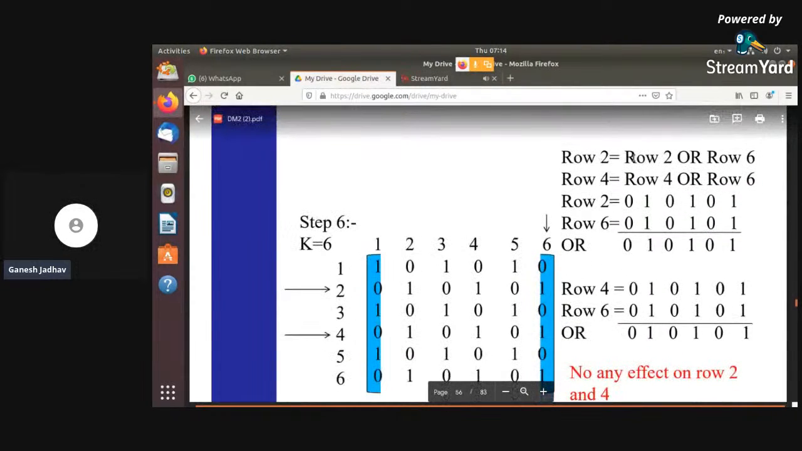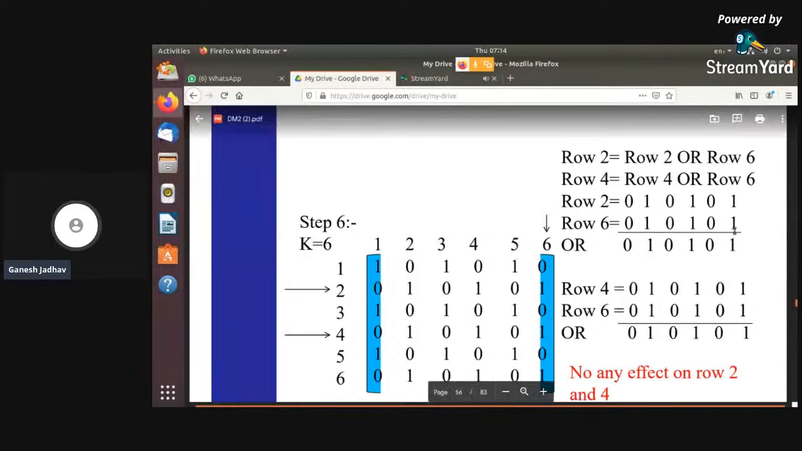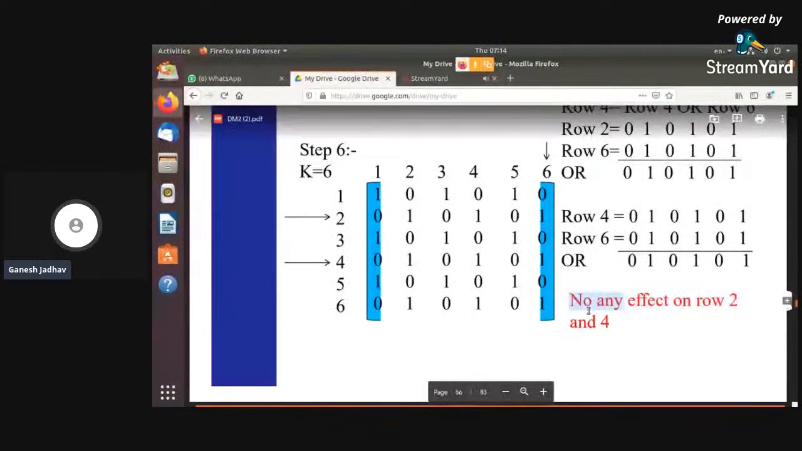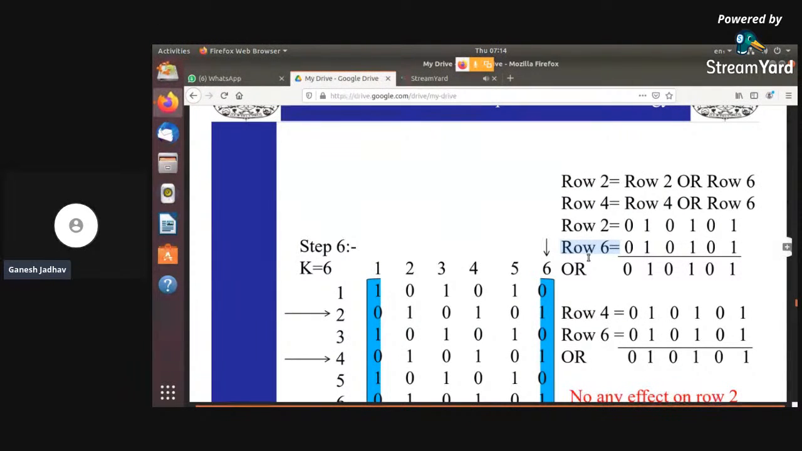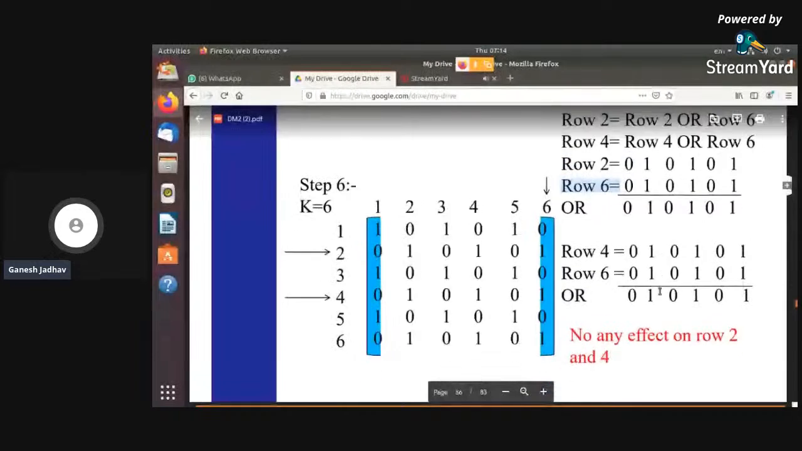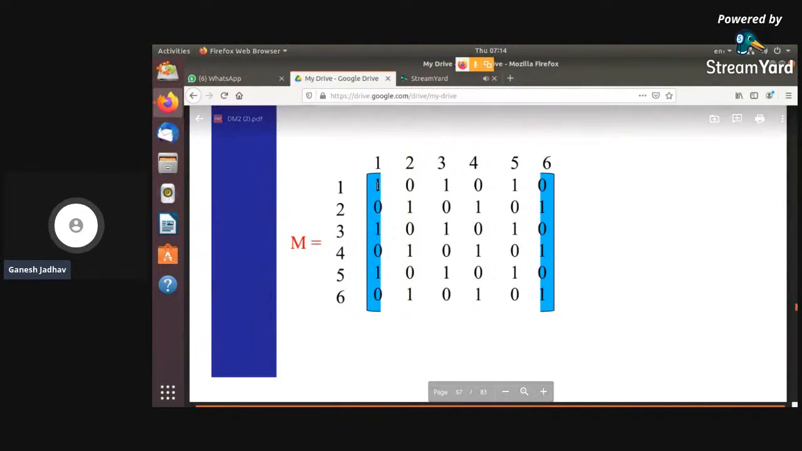So you can write the operation. Here you can see 001110011001. Here also there is no effect on row 2 and row 4, because row 2, row 4 and row 6 have the same elements, so there is no effect. Okay, so what is the transitive closure?